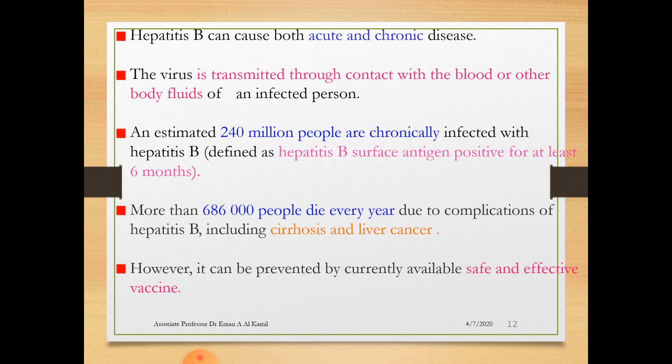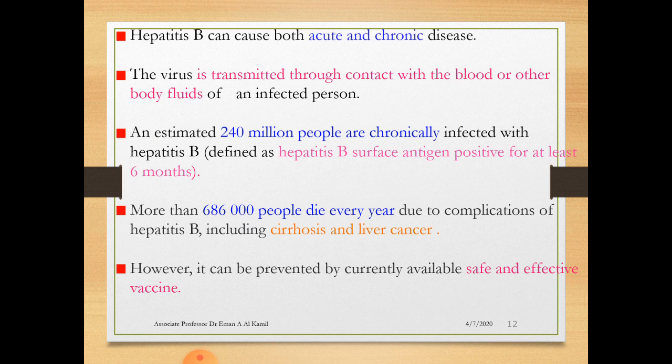It has been estimated that nearly a quarter of a million, or sorry, 240 million people are chronically infected with hepatitis B, as defined by the presence of the hepatitis B surface antigen for at least 6 months. And more than 686,000 people die every year due to complications related to hepatitis B, including cirrhosis or liver cancer.